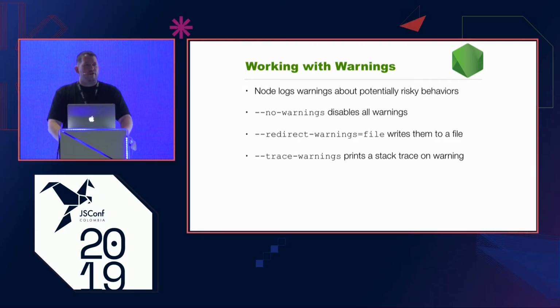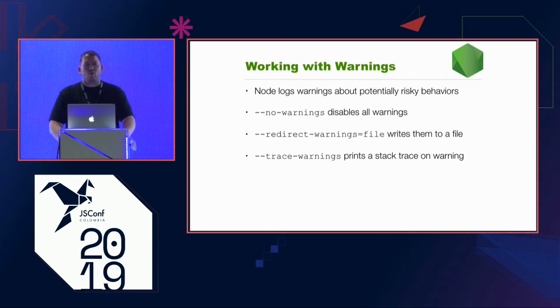And then a few years ago, we introduced the concept of warnings into Node. These are things that we're going to print a message for if you're doing something that we think might be a little bit dangerous, like making TLS connections that are not secure, using deprecated features, things like that. You can turn them off if they get on your nerves with the --no-warnings flag. I wouldn't recommend that, though.